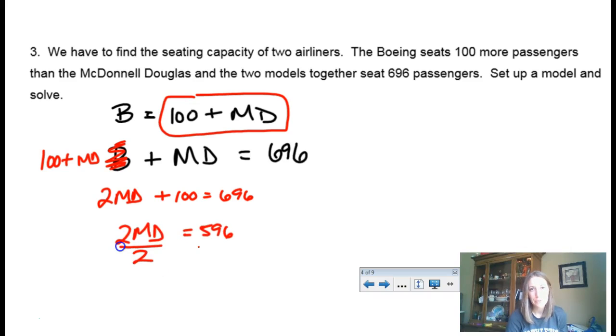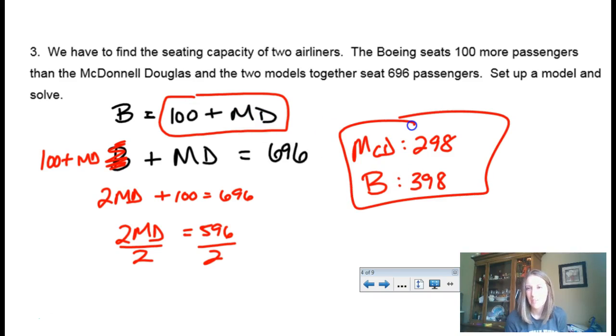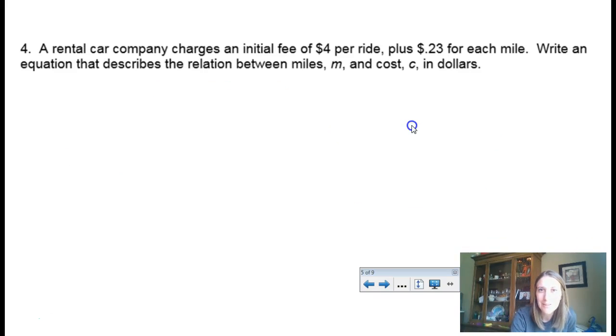then I divide by 2. 596 divided by 2 is 298. So McDonnell Douglas equals 298. And the Boeing, remember, was 100 more than that, so 398. There you go. Not a real great, real person answer. If I was actually trying to give that information to people, I would probably label it a little better and obviously write a little nicer.